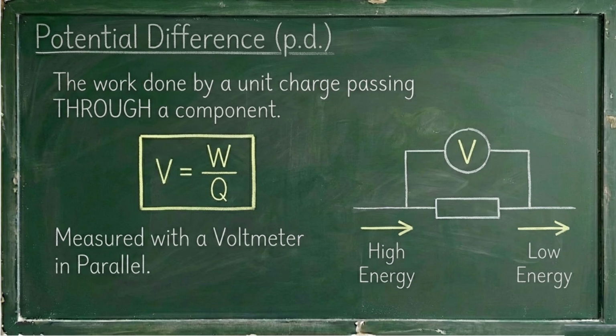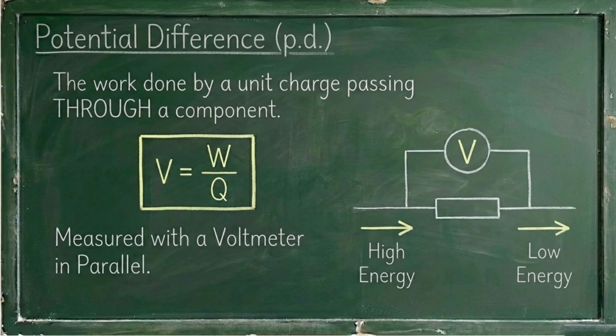So EMF is the pump, the input. Potential difference is the turbine, the output. Exactly. One creates the electrical potential, the other uses it up. And physically, that's why the slide reminds us to connect a voltmeter in parallel. Right. Why is that placement so important? Because you're measuring a difference.